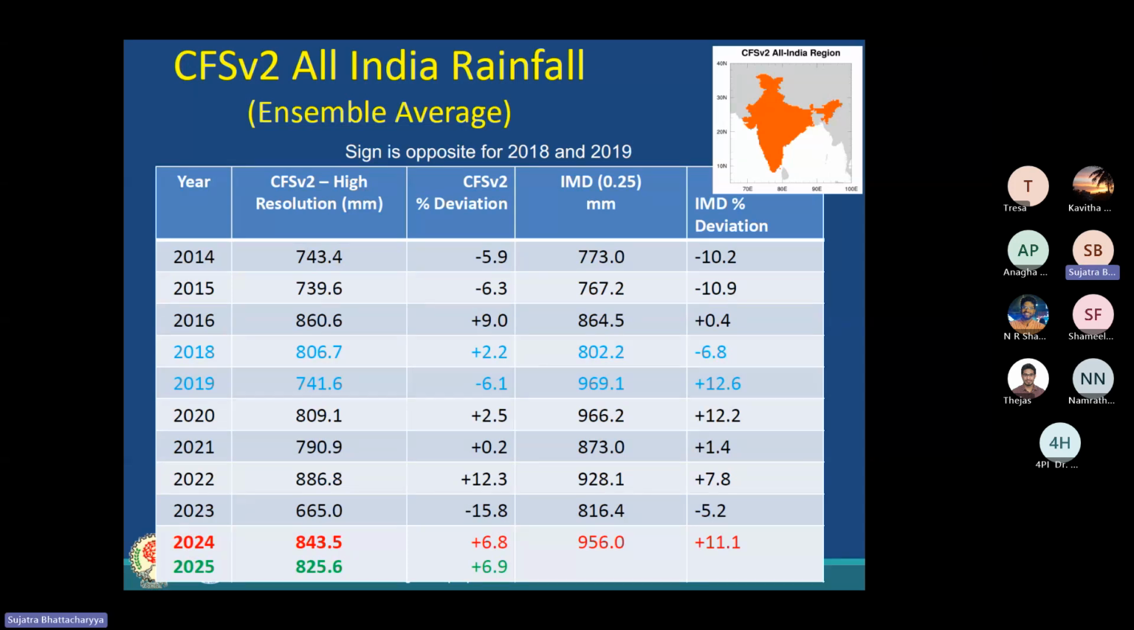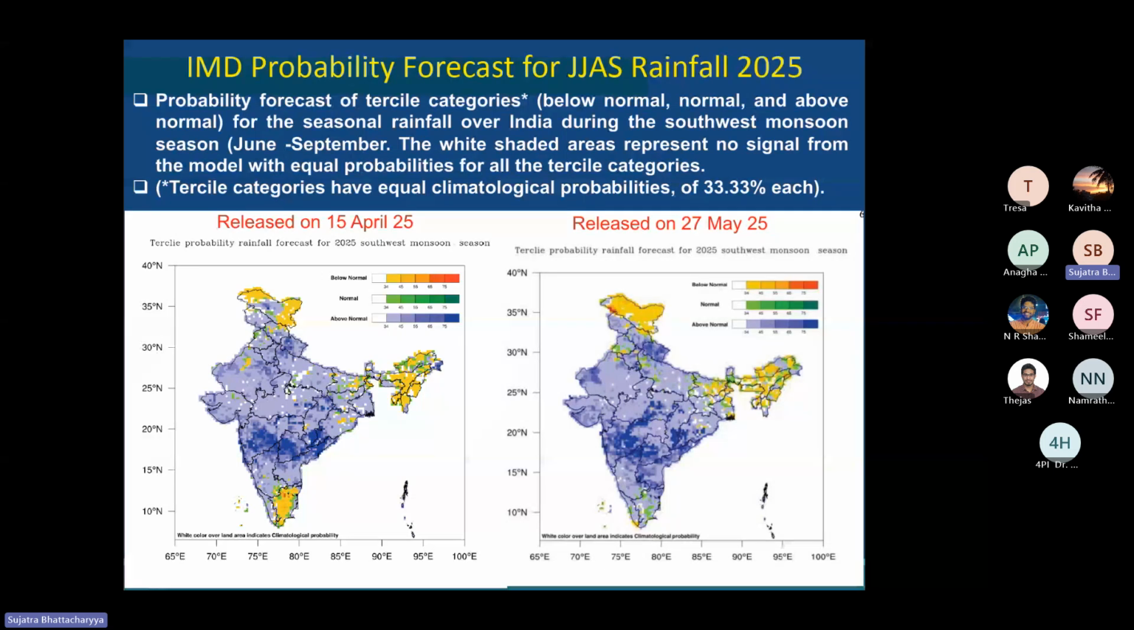This is from IMD, the probability forecast which they have issued. What I have shown is percentage deviation, but here they classified into 3 groups. This is the first forecast issued using the February initial condition, which has been updated with the April initial condition, and it is available now. There is a slight change, mostly over the southern peninsular region, which was earlier reported as below normal. Now it is coming to be either normal or above normal.